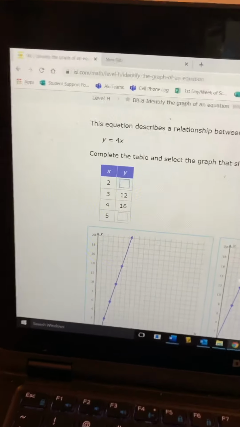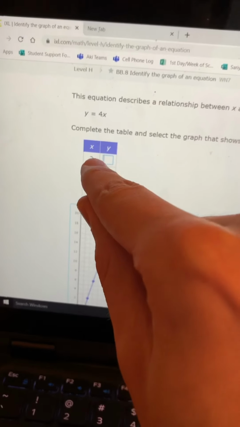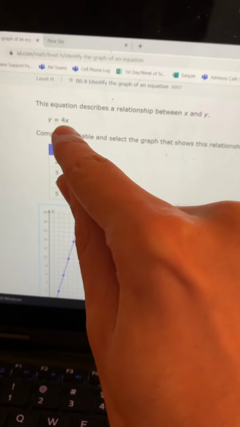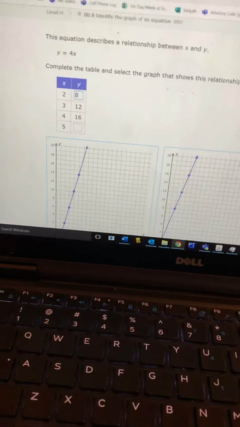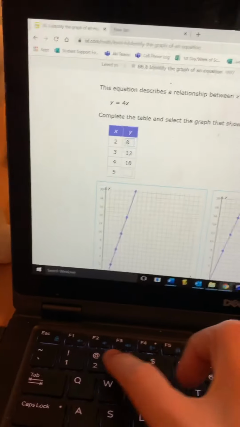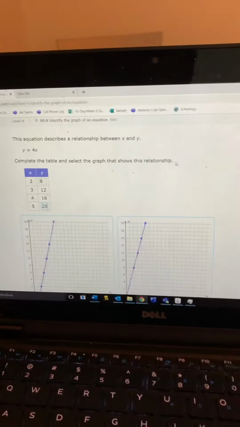Okay, so this one says y equals 4x. So first, we're going to finish this table. So 2 is being multiplied by 4. So 2 times 4 is 8. And then, let's see, we need to do 5 times 4. That's 20, except I'm typing it in the wrong box. So that's 20. Good job, Brett.